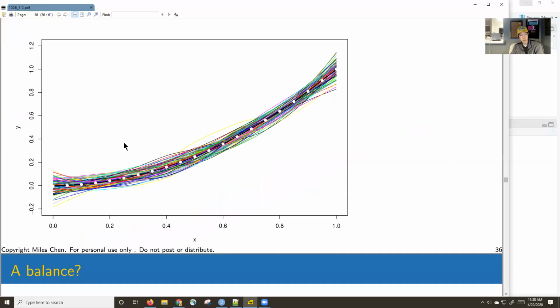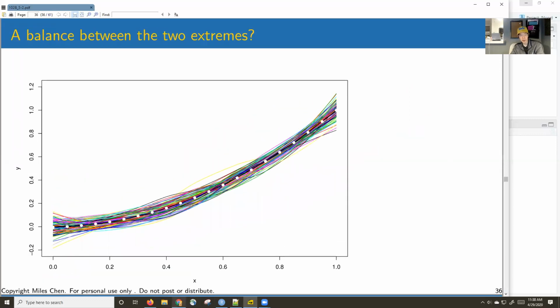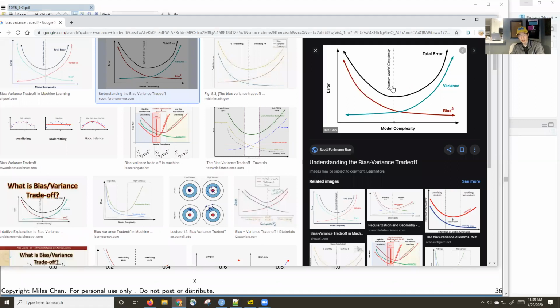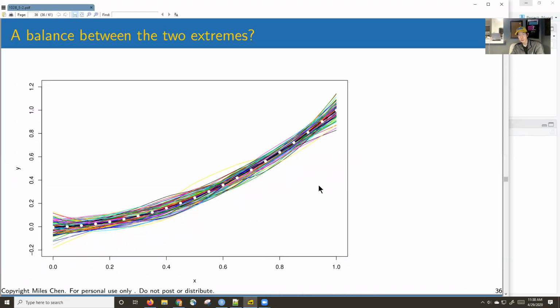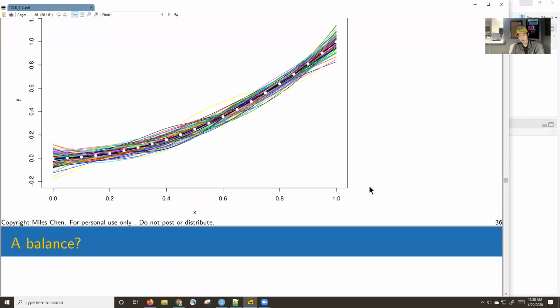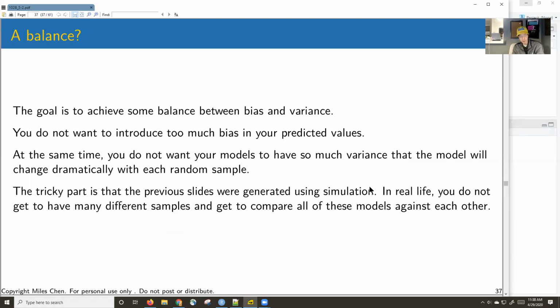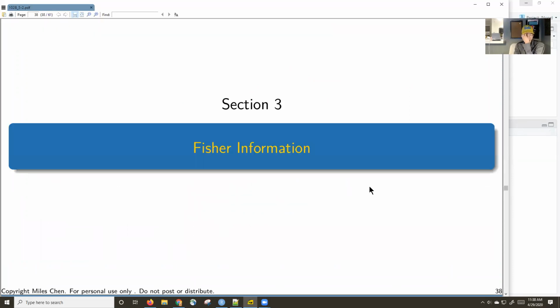So that's the idea behind the bias variance trade-off. So it's something somewhere around here where you don't have too much bias, you have fairly low bias, and your variance is also fairly low. That's what we're hoping for. So that's the bias variance trade-off. This slide represents what I've just said.